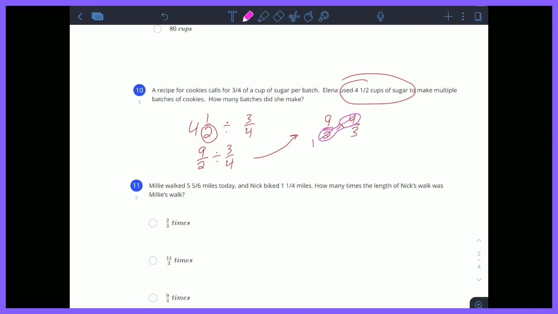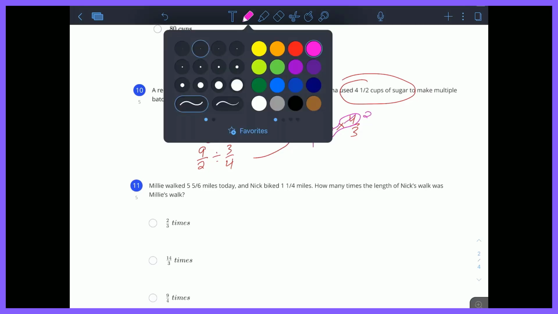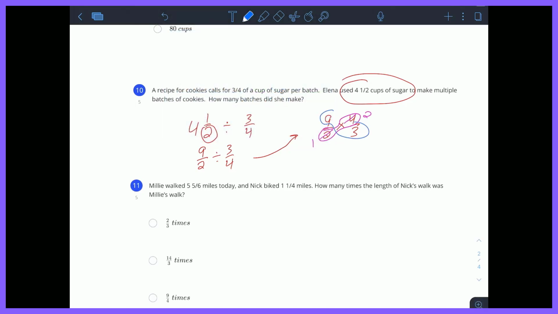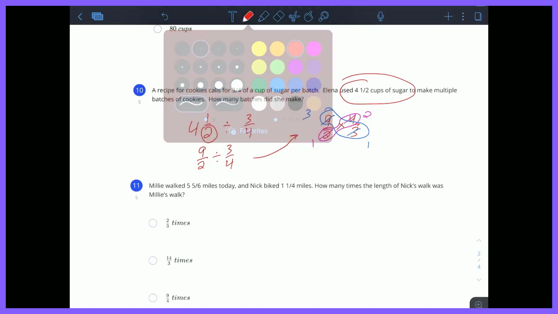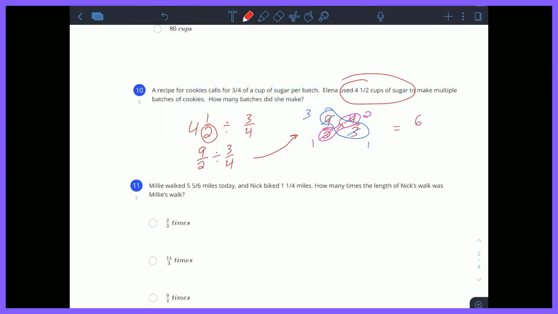So this becomes 1, this becomes 2. And then the other diagonal I'll divide by 3, and this becomes 3, and this becomes 1. So final answer, top times top, bottom times bottom, which is 6 over 1, or 6 batches of cookies. That's how many batches Alina made. 3/4 of a cup 6 times is equal to 4.5.